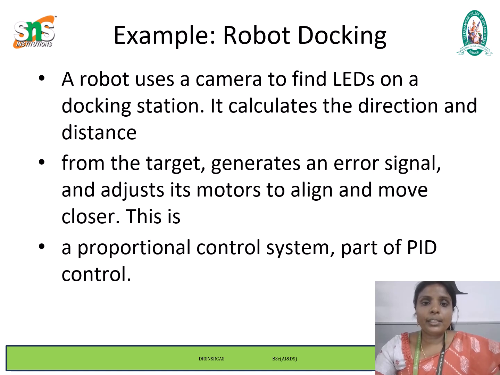While this proportional method is effective in simpler applications, it lacks the refinement of the full PID, which incorporates an integral and derivative term to address accumulated error and predict future changes, respectively. So for a basic docking task, proportional control provides a sufficient and efficient means of alignment. These are the examples for robot docking.